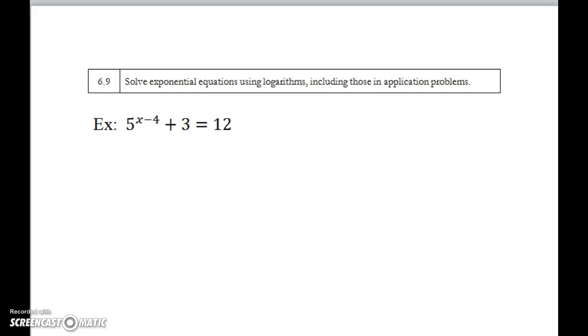Standard 6.9. Solve exponential equations using logarithms, including those in application problems.